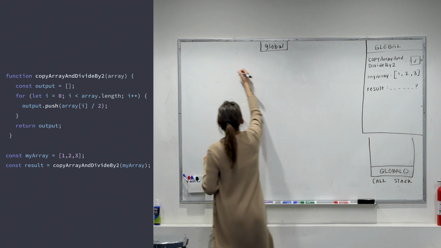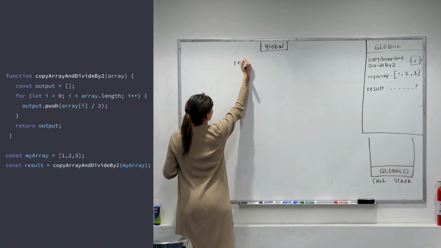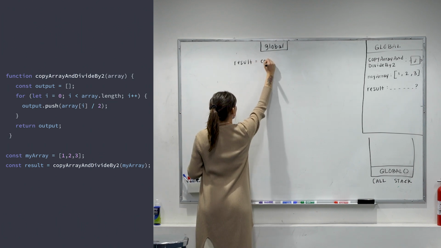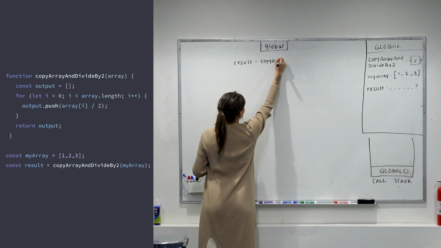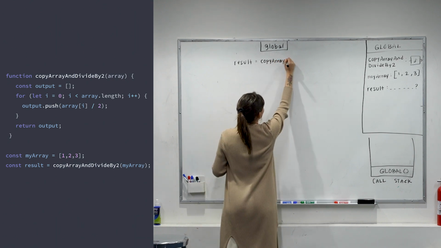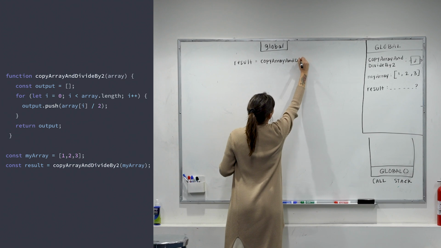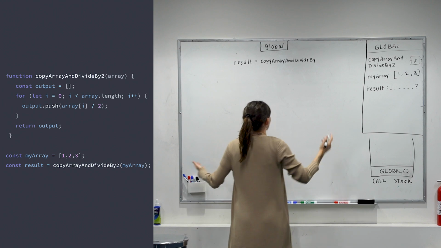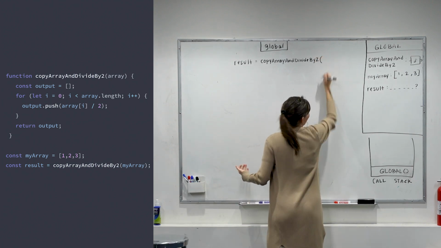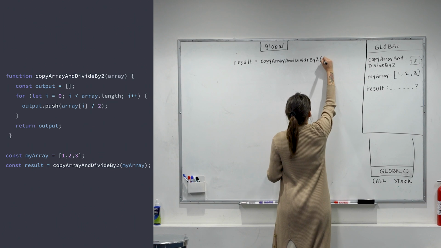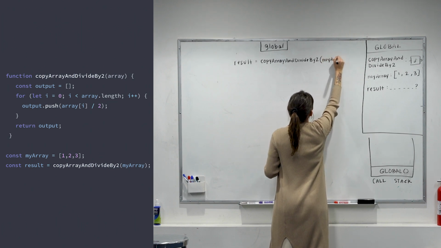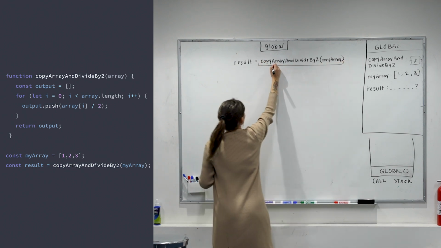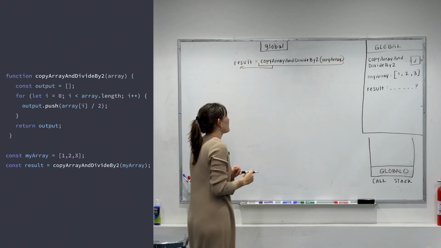So right now, we are going to be running this line of code. Result equals the evaluated result of calling copy array and divide by 2. I bet the suspense is just killing you all. What's going to happen? And we are passing in my array. So whatever this evaluates to will be stored under result. All right, Sharif, what do I have to do next?